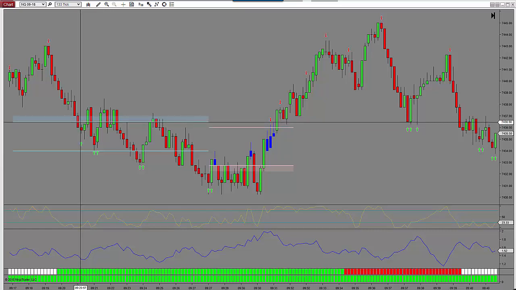And ticks are just the increments that price moves. So the NASDAQ, you can see, moves in increments of 25 cents. So 1 tick equals 25 cents. You can see the price right here is 74.36.25. If I go up, the next tick is 74.36.5. So that's 1 tick.